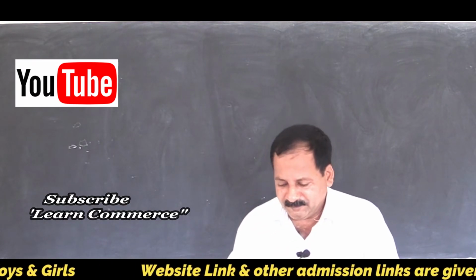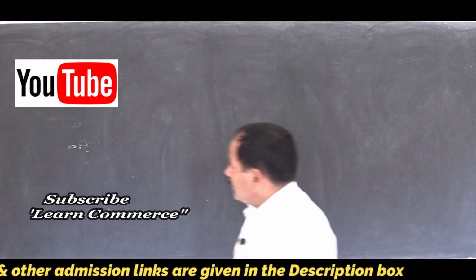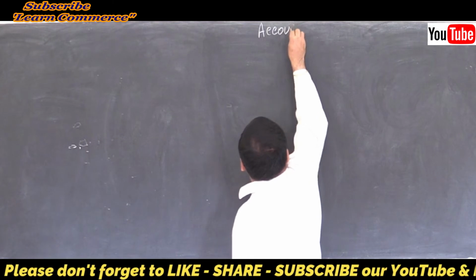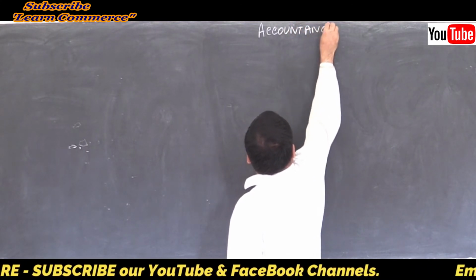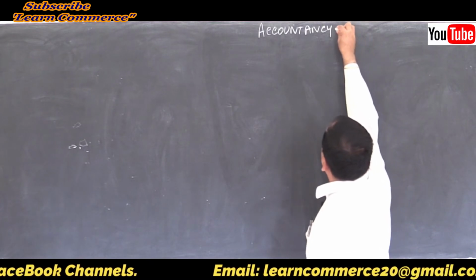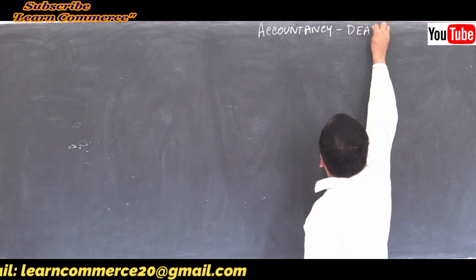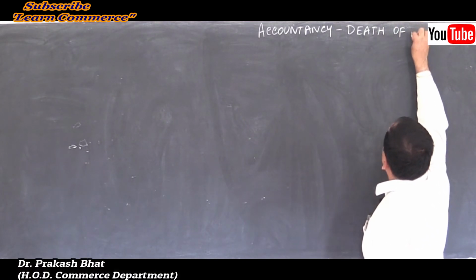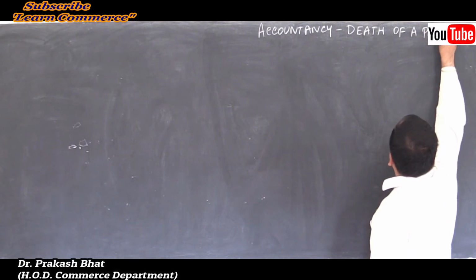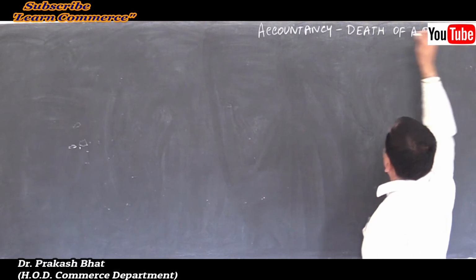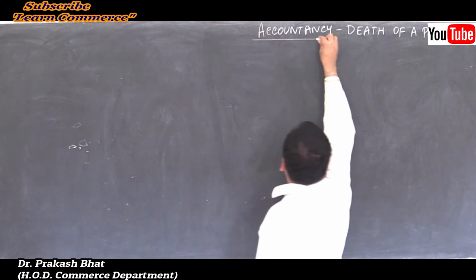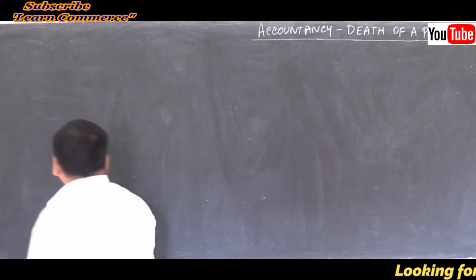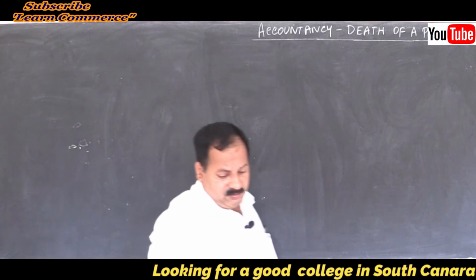First, prepare working note. Note number 1. Write calculation of amount of goodwill payable to the deceased partner, payable to the deceased partner.